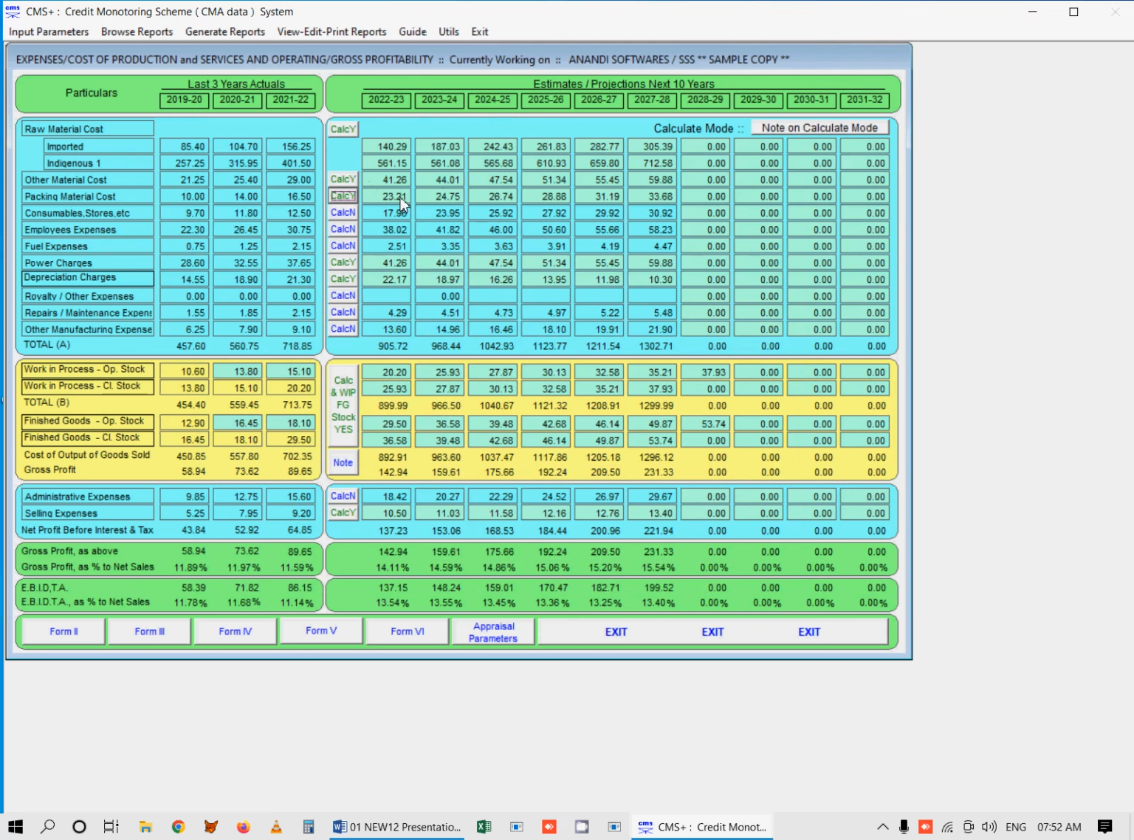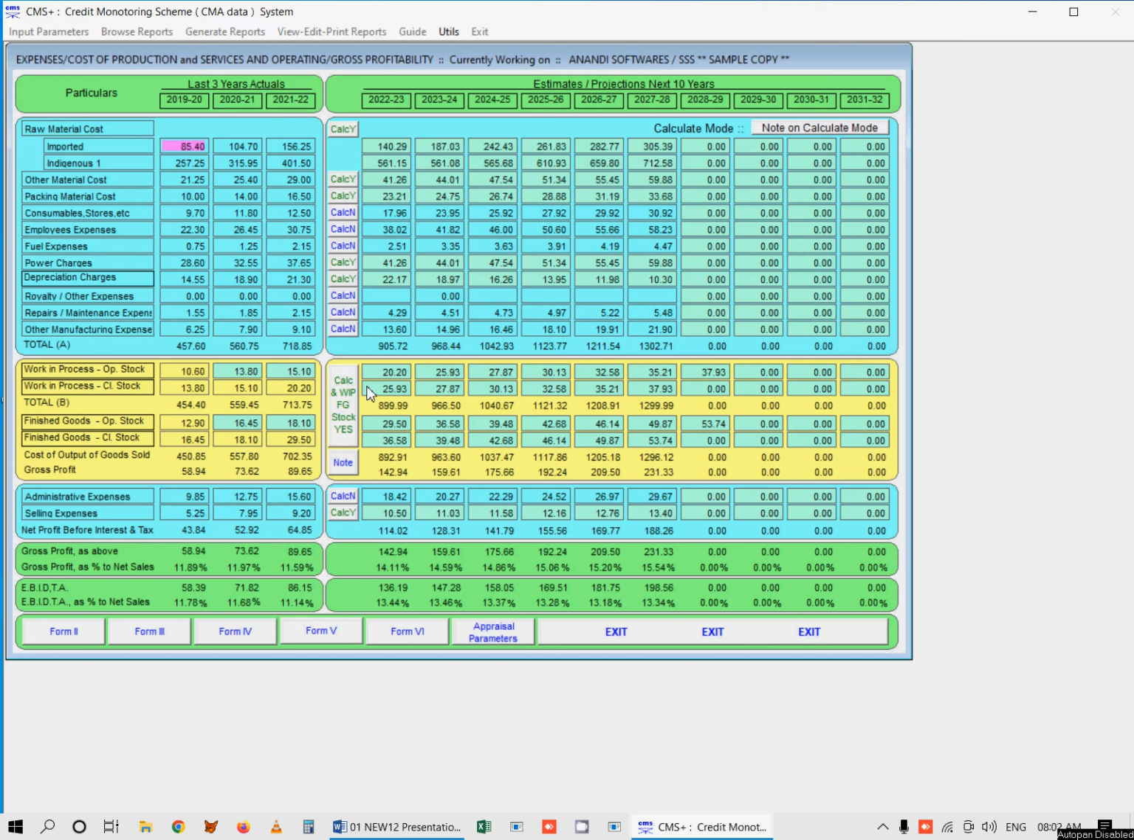In the same way, in calculate mode years, you could conveniently work out other cost elements such as consumables, employees cost, power and fuel cost, royalty and other charges, repairs and maintenance, other manufacturing expenses, administrative and general overhead, selling and distribution expenses, etc. As a major aspect, in the running mode, with data entry at each field, it would show you the resultant GP and EBITDA as amount and percentage along with actuals, enabling you to vouch and verify the reasonability and acceptance of profitability.